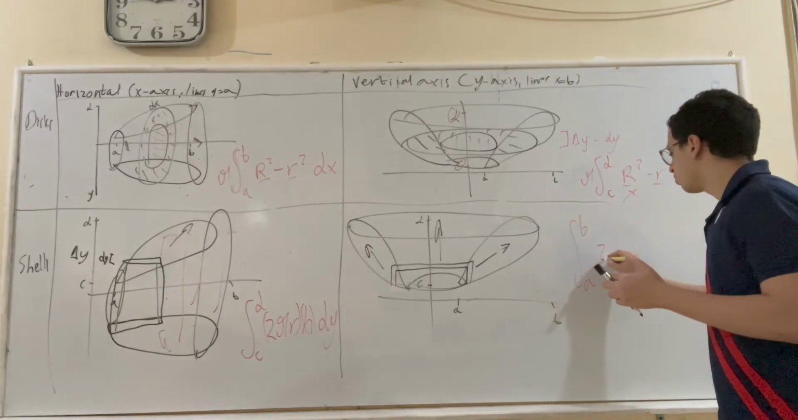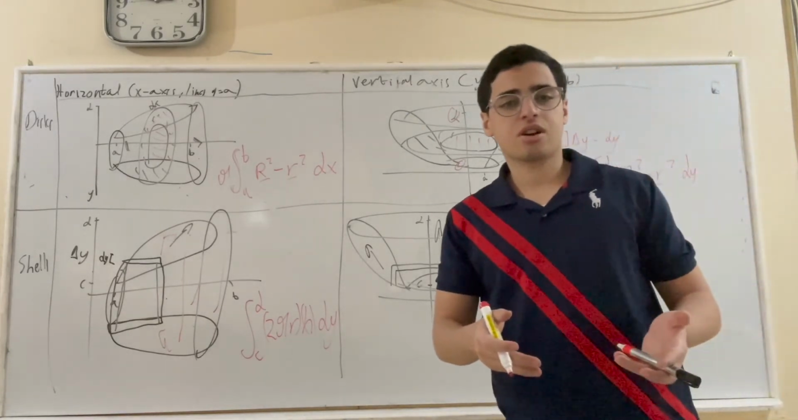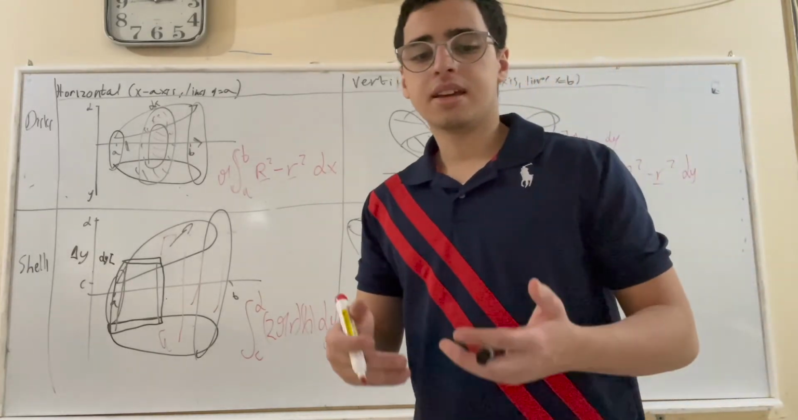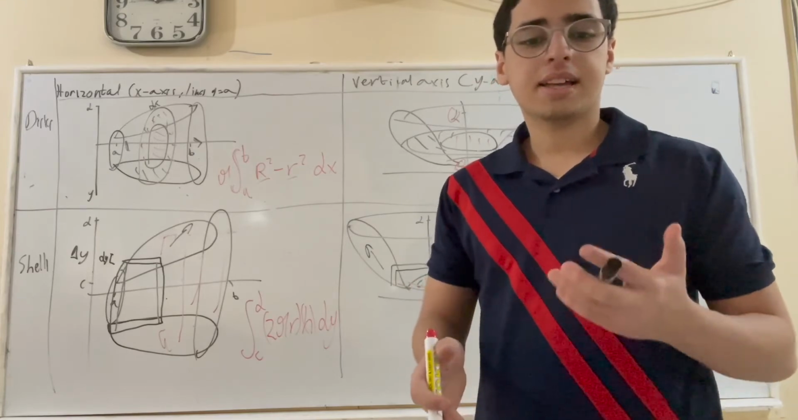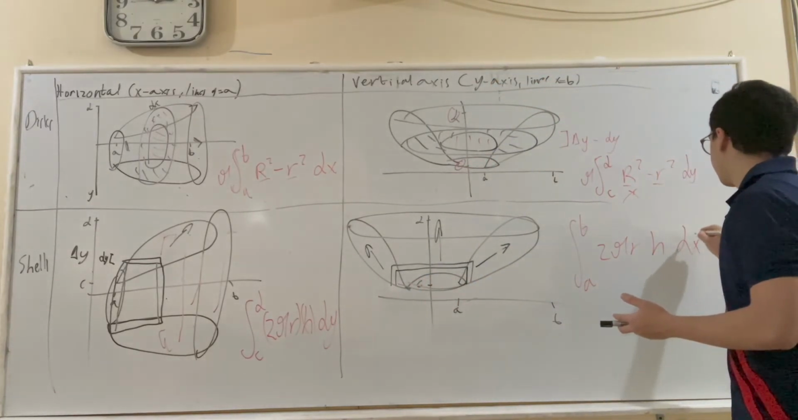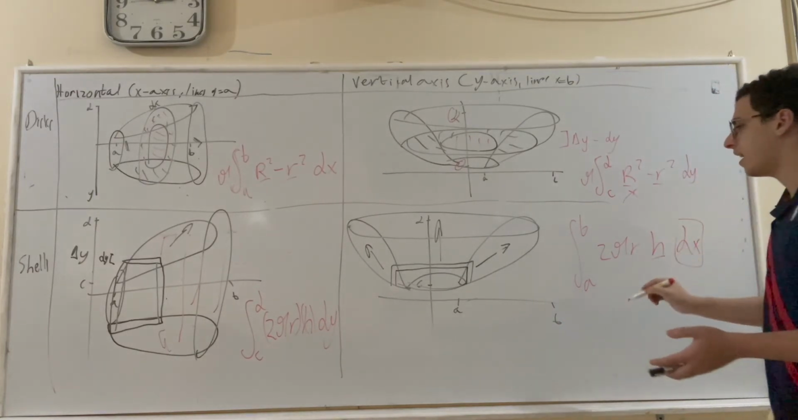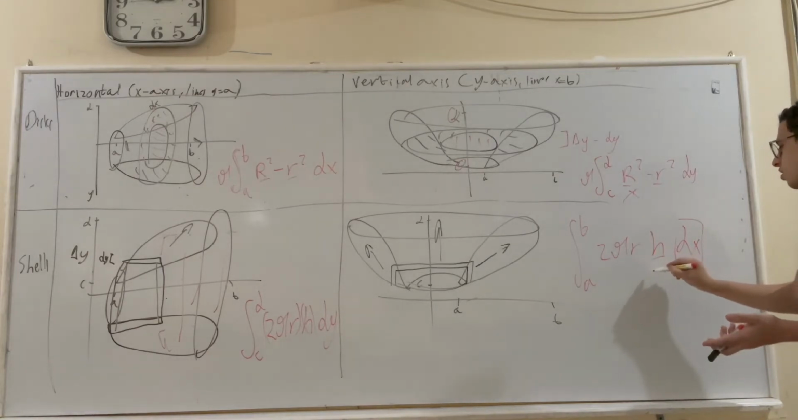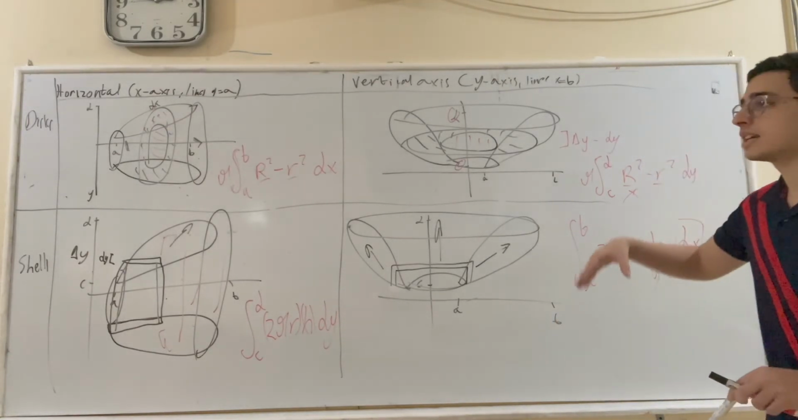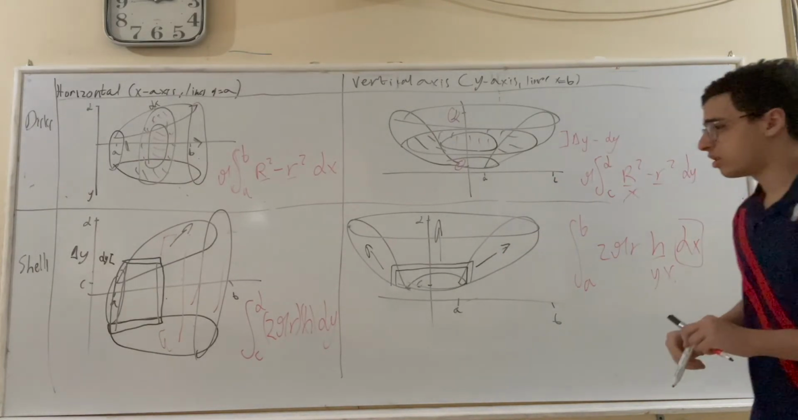would have 2 pi r, because that's our circumference, of course, multiplied by the height, and multiplied by the dx, right? Dx. And your shell height cannot be in terms of y, or it will not work. So this is simply the shell method and the disc washer method explained in one video.